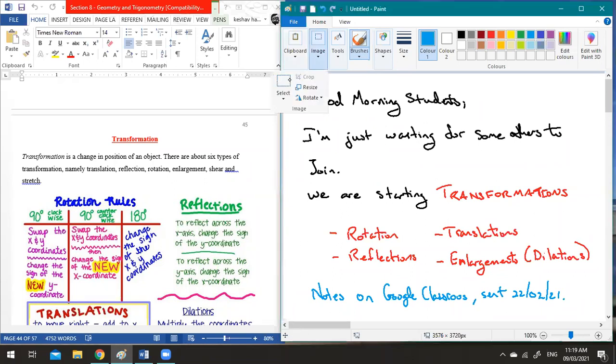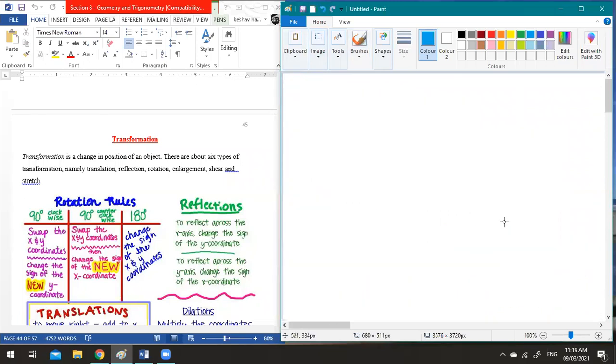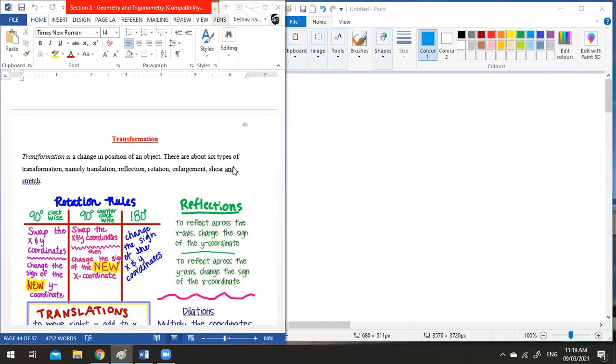Starting transformations. Right, the notes were sent on the 22nd, I believe it was.